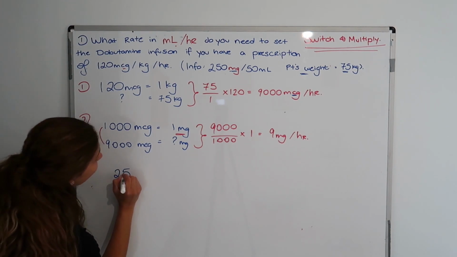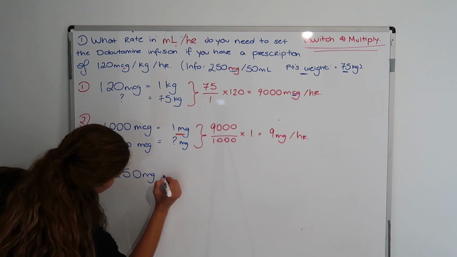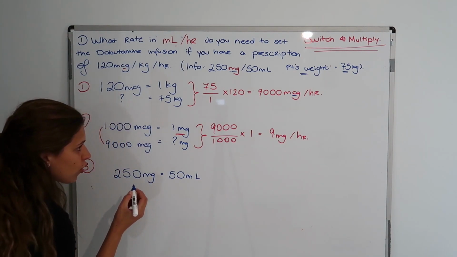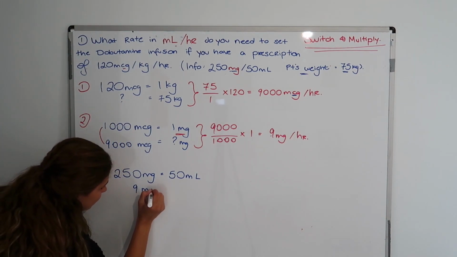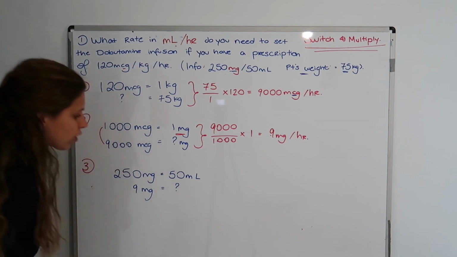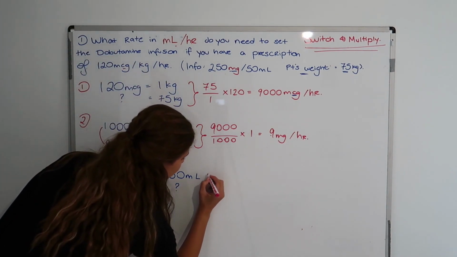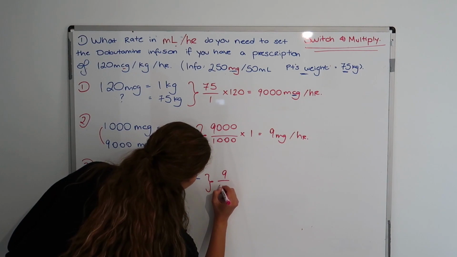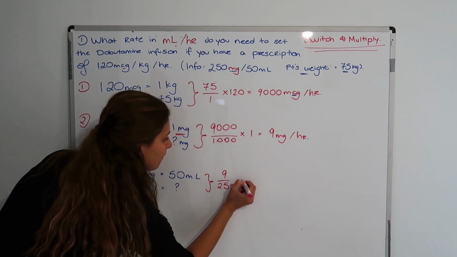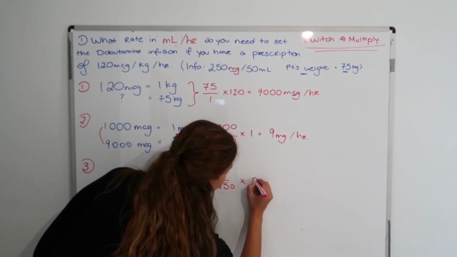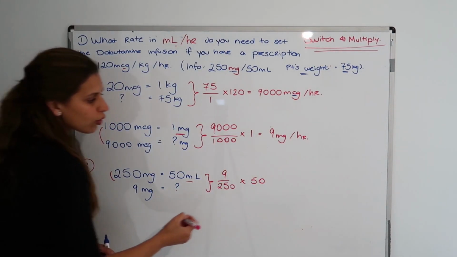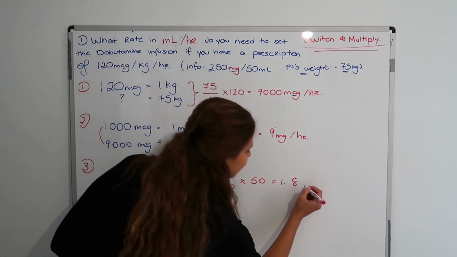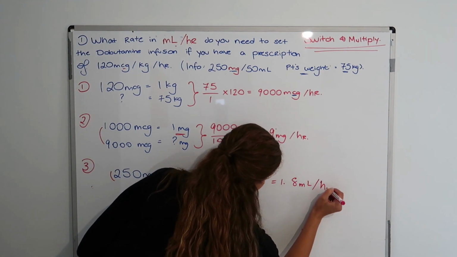We know 250 milligrams equals 50 ml. Good? So how much is 9 milligrams worth in milliliters? Again, switch and multiply. So switch the two values. We go 9 over 250 multiplied by the single value of 50. Okay? And if you work this, you should get 1.8. And that 1.8 is milliliters per hour.